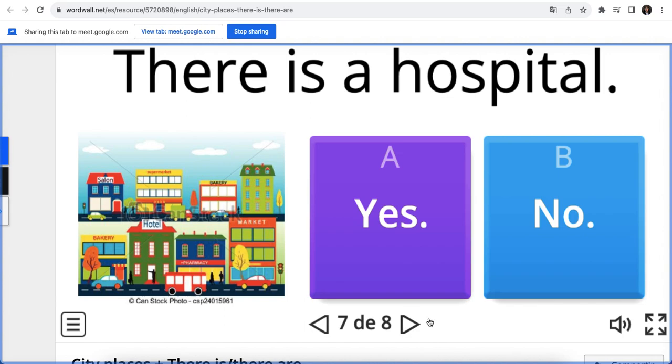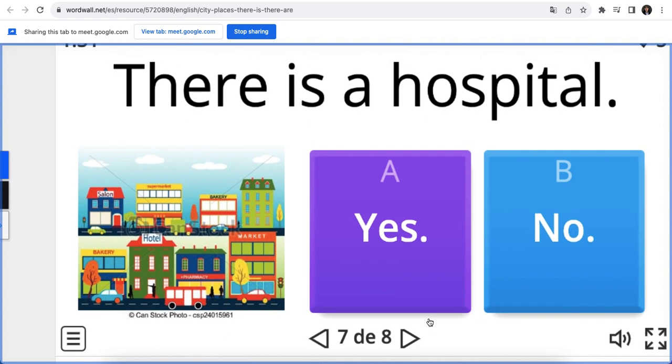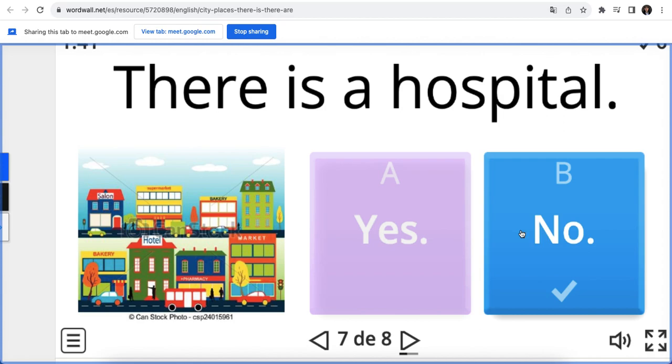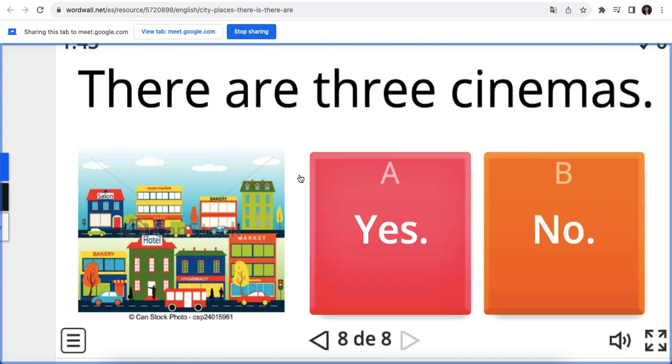Mm-hmm. There is a hospital. No. No, there is a pharmacy. Hay una farmacia, pero ahí no decía hospital, ¿no? Yet. And finally, there are 3 cinemas. No. No, right? Yeah. Good.